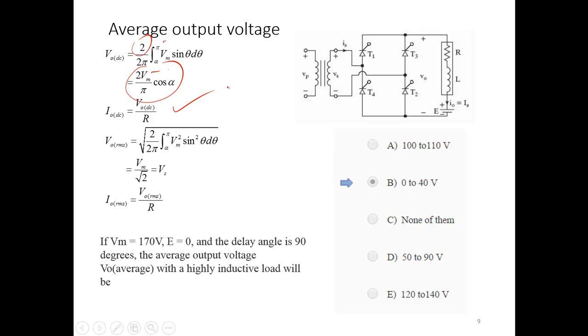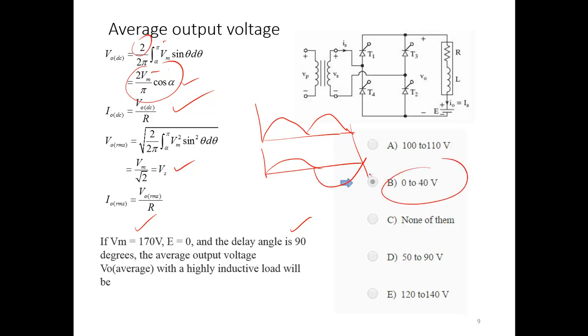The DC current you can find. The RMS voltage will be the root mean square, alpha to pi, Vm squared sine squared, and there will be 2 of them, so 2 by 2 pi. This is Vs, which is not surprising, because whether the output looks like this, or like this, or that, the RMS value is the same. You can calculate it: if Vm is 170 and the delay angle is 90, you can find out the average output voltage with the highly inductive load. You can find out how much the average output voltage will be. Obviously, cosine of 90 is there, so this will be somewhere around there.